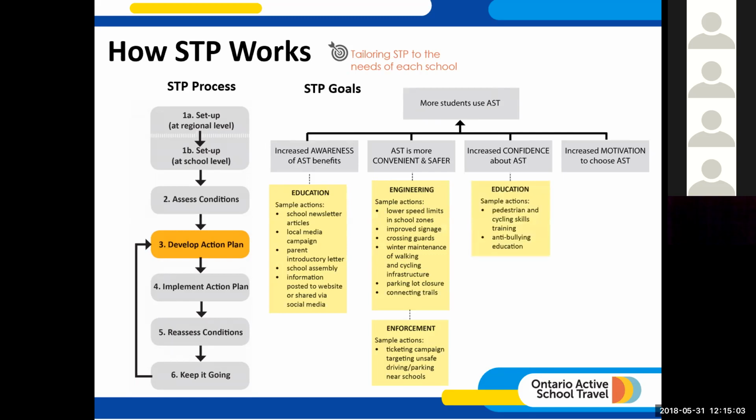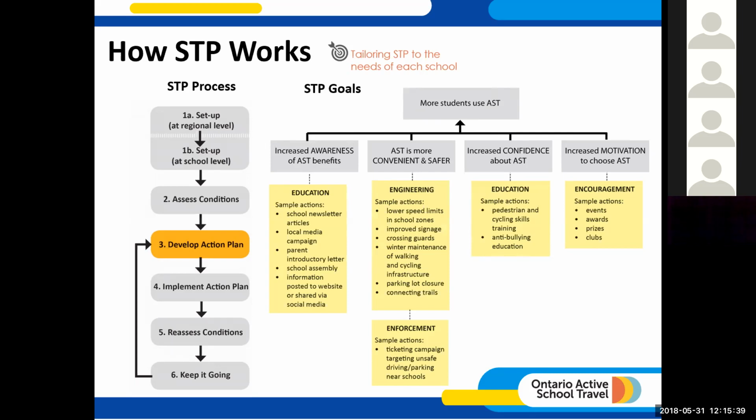Sometimes ticketing campaigns by police or by law enforcement can help make active school travel safer. When it comes to increasing confidence about AST, then action plans would usually include education measures. So you'll see education appears in 2 spots here. So we can think about education initiatives, interventions. There are different kinds, right, to achieve different goals. So over here, we have education measures such as training programs to teach students about walking and cycling safety, because that helps increase both student and parental confidence about active school travel. And then finally, encouragement activities are typically used to increase motivation to choose active school travel.